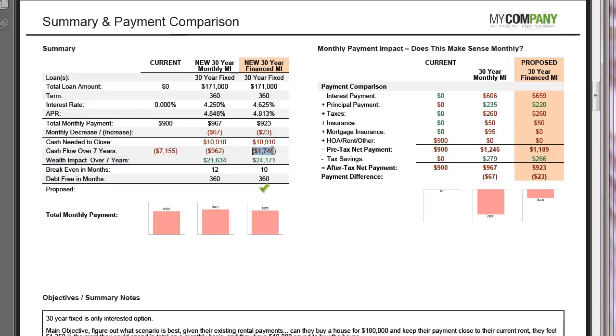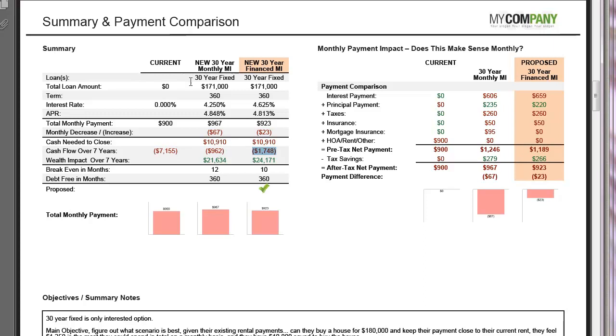And in this scenario, $1,748. So you have a nice conversation you can have about cash flow, right? This is going to increase your cash flow over the next 7 years by helping to reduce your total expenses. And what about wealth impact?